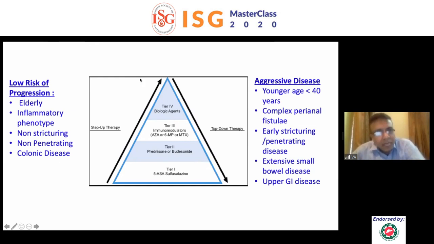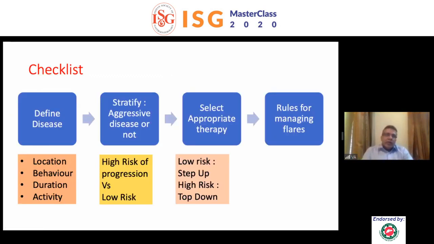It is very clear that if we have a low risk of progression, elderly patients, inflammatory phenotype, just a colonic disease without any rectal deep ulcers, non-stricturing disease, non-penetrating disease, you go for step-up therapy. However, if you have decided that this patient has an aggressive disease, based on the factors which we discussed, that is younger age, less than 40 years, complex perianal fistula, early stricturing disease, extensive small bowel disease, or upper GI disease, then you may go for top-down therapy. So this is true for every kind of Crohn's disease, whether it is luminal, penetrating, fistulizing or stricturing.